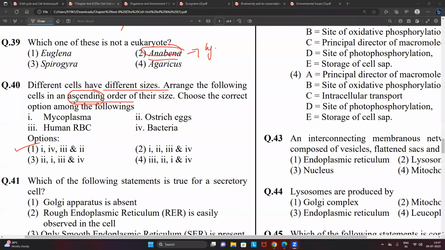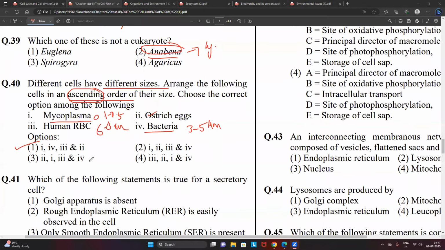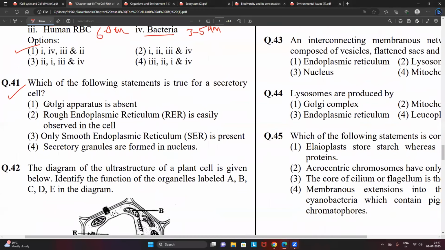Okay. Arey, no need to get confused, friends. I want you to understand. When I say that confusion, you always get confused. Obviously, option 1 is the only right option, right? Mycoplasma is the smallest cell. You all know that. Hardly how much is it? 0.1 to 0.5 micrometer. Whereas a bacterial cell is how much? It is hardly 3 to 5 micrometer. And RBC is hardly 6 to 8 micrometer, followed by the ostrich egg. That is right. Correct. Right. Then question number 41.